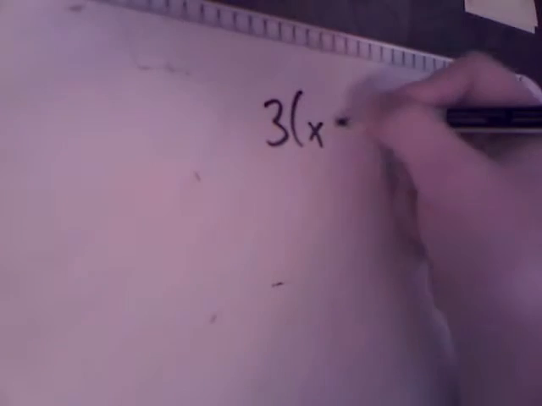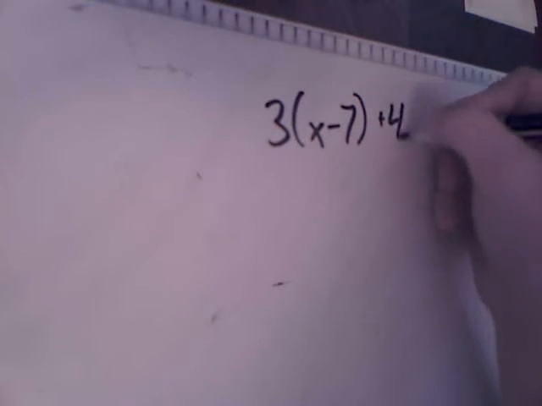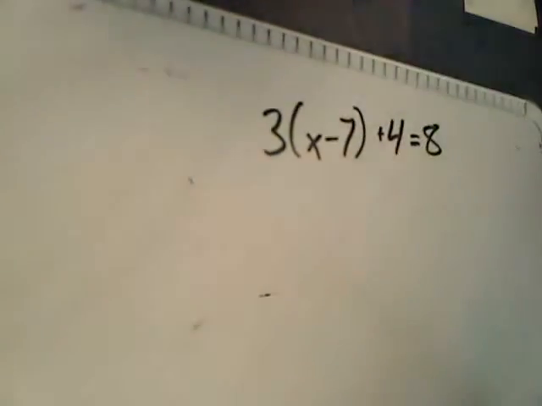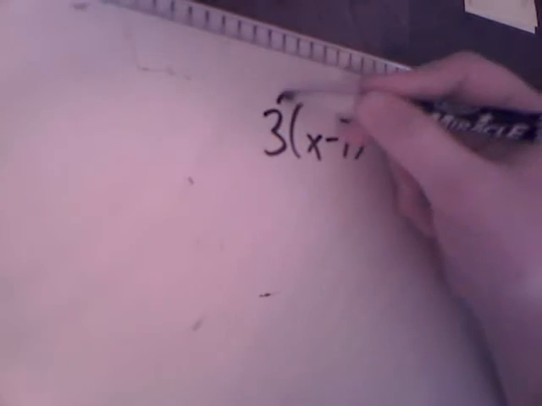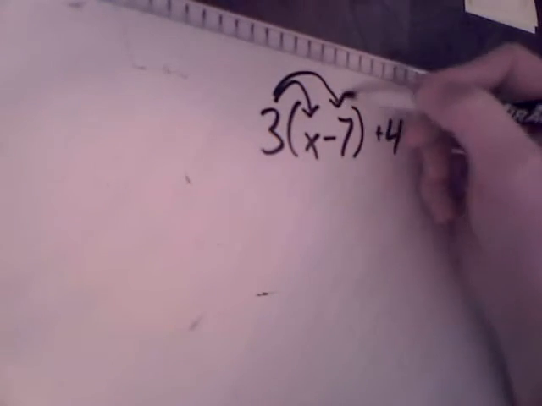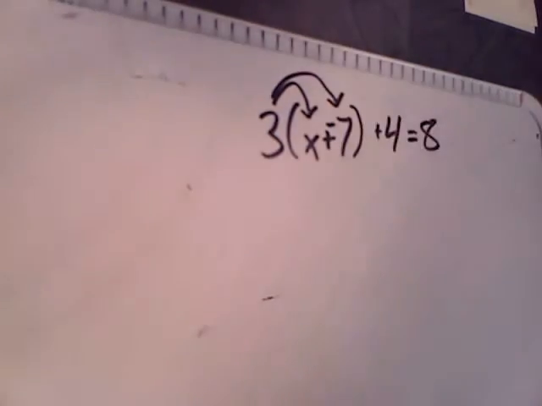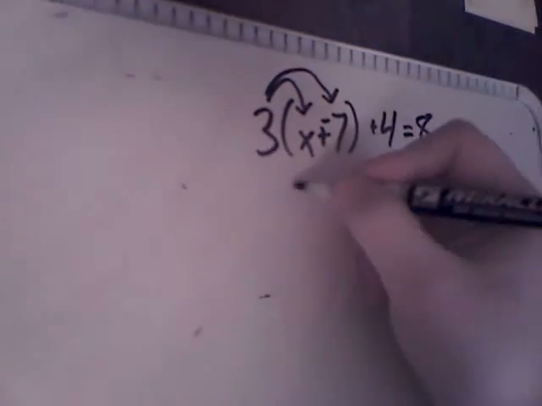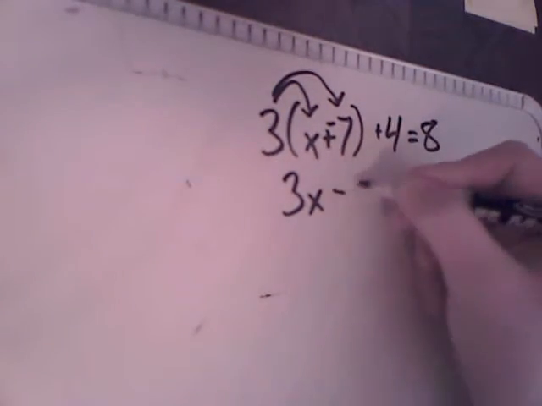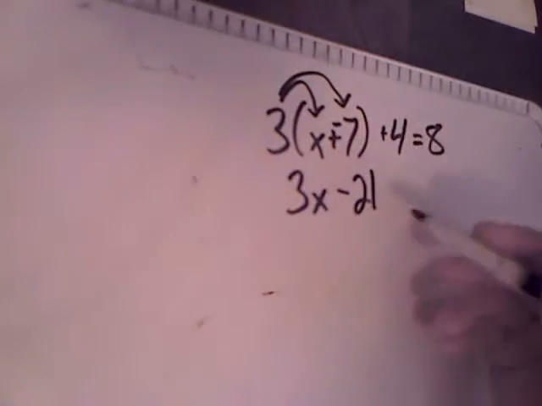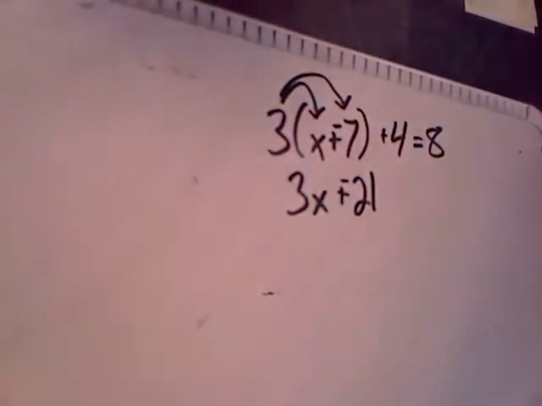If you have an equation like this, it's important to remember that you're only distributing to things that are inside the parentheses. So you have 3 times x and 3 times, you can always add the opposite, make that negative 7. 3 times x is 3x. 3 times negative 7 is negative 21, which I'm going to write like this, or I can say plus negative 21. Either one works, either one is acceptable.